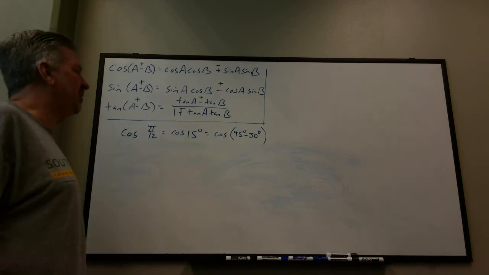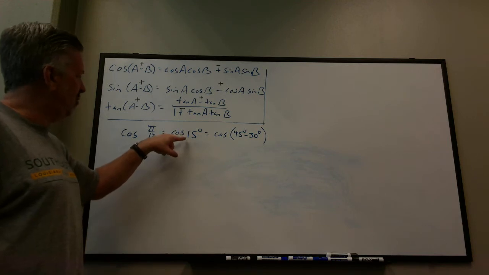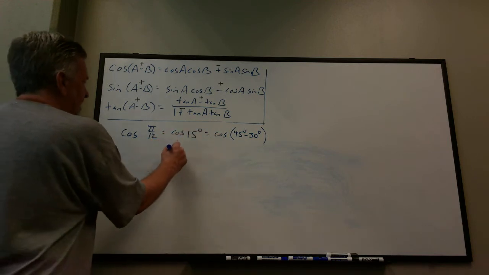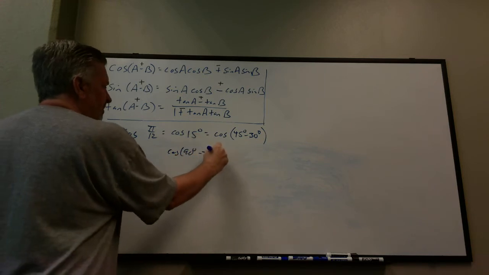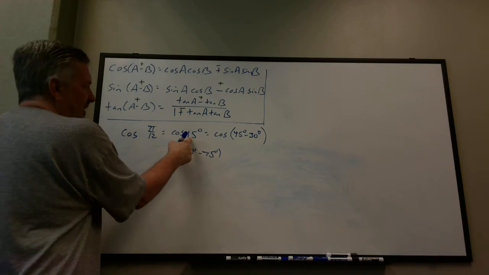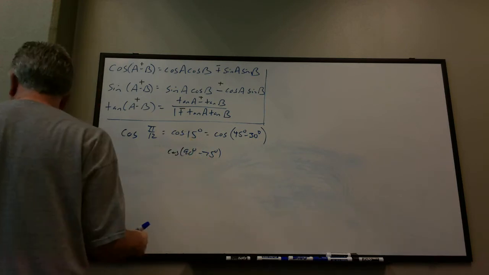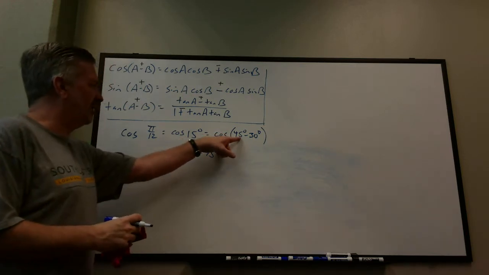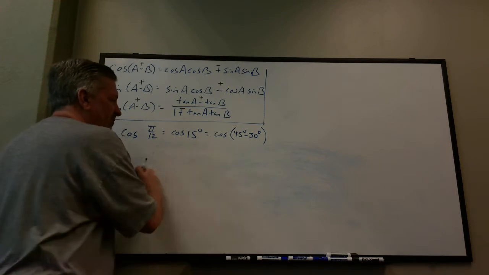Now, it doesn't do you any good to pick a quadrantal here, because if you pick a quadrantal and say, this is cosine of 90 degrees minus something, if you can't do this one without the calculator, you're not going to be able to do this one either. Okay, so don't pick a quadrantal here. It's not going to make your life any easier. In fact, you've made it harder on yourself.